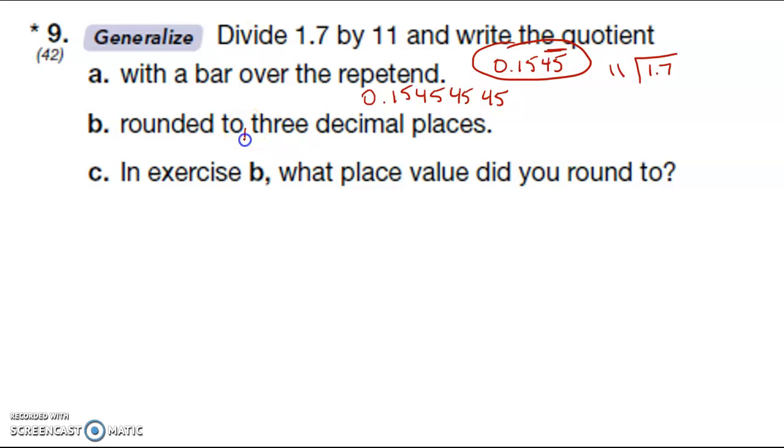Round to 3 decimal places. 1, 2, 3. So I'm looking at this one. This is 5, which means I'm going to bump that one up. So this is 155. And then what place value did you round to? So I have tenths, hundredths, thousandths.